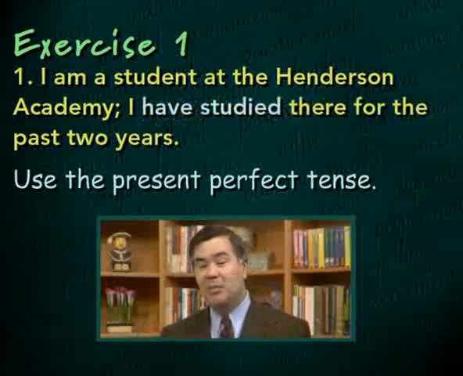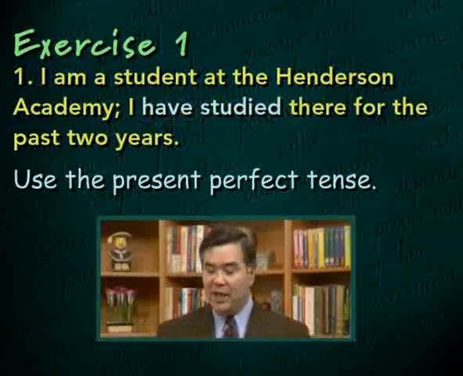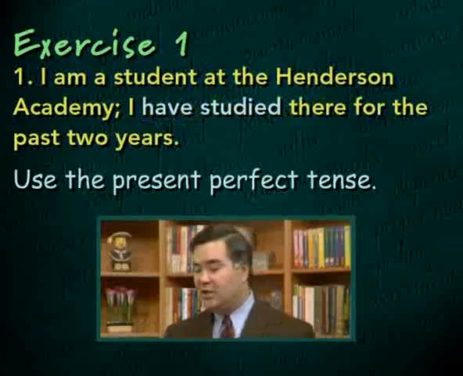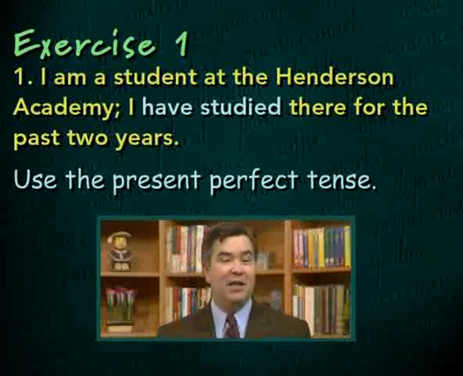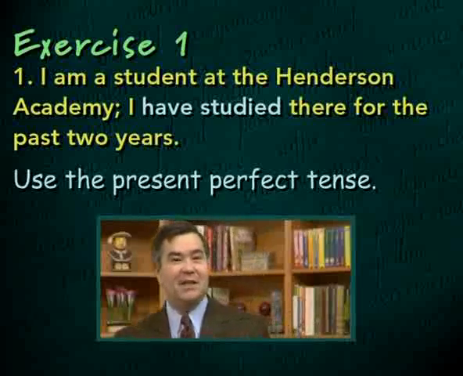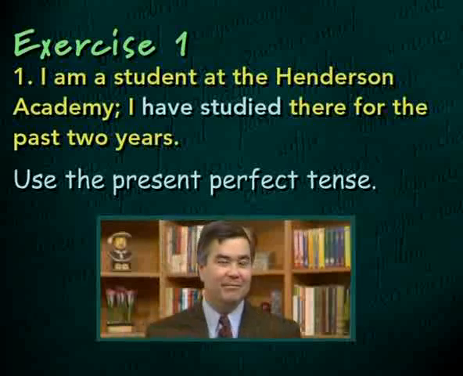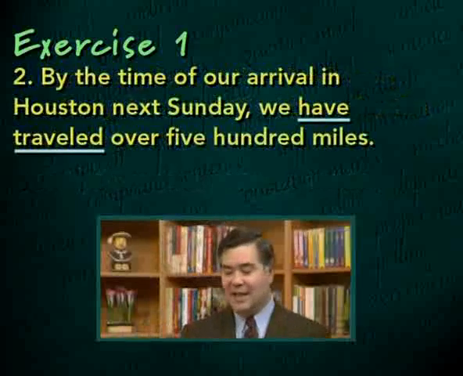That would be the present perfect tense, and the sentence would then read, I am a student at the Henderson Academy. I have studied there for the past 2 years. And now the proper sequence of events is perfectly clear. Let's take a look at the next example.